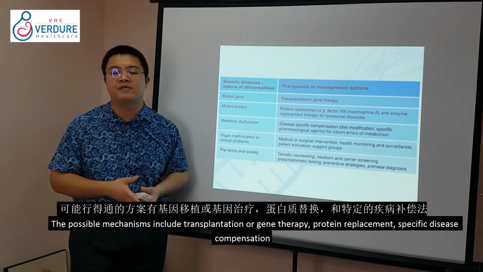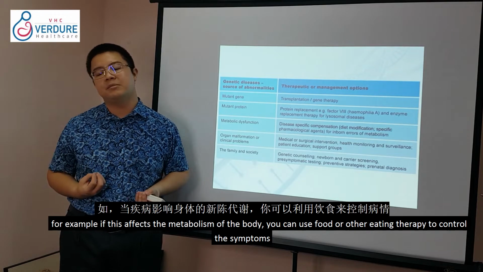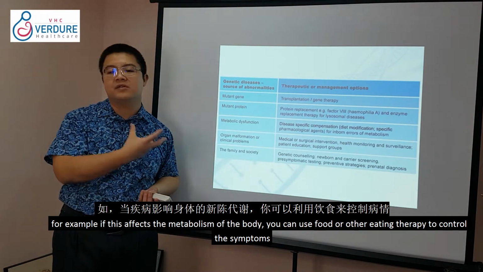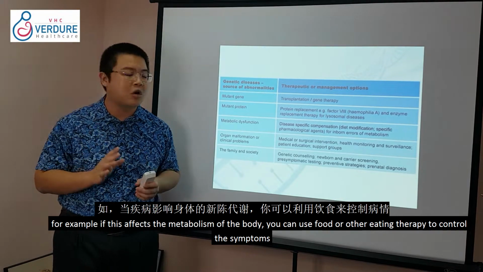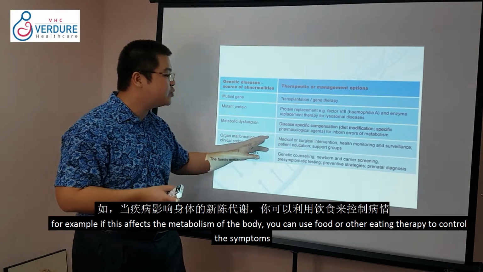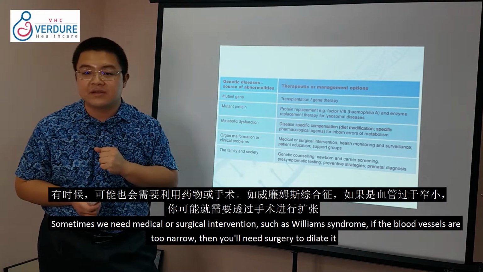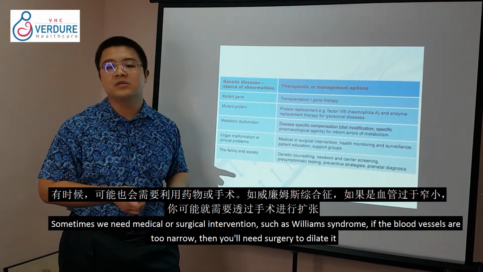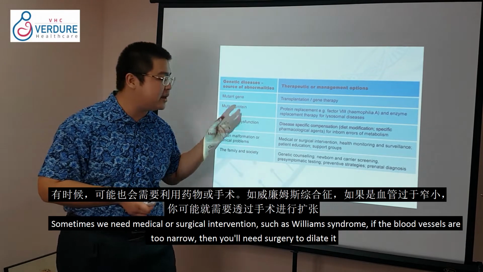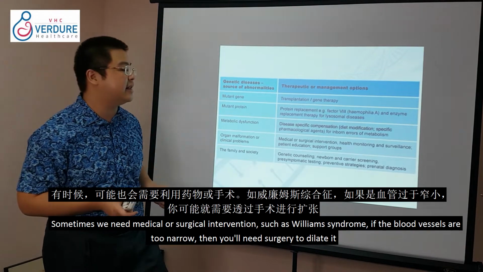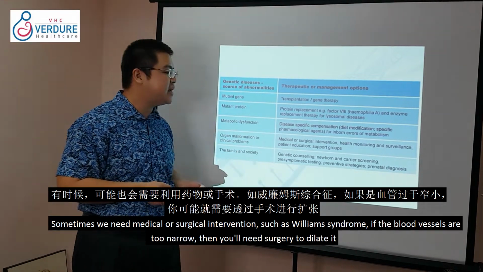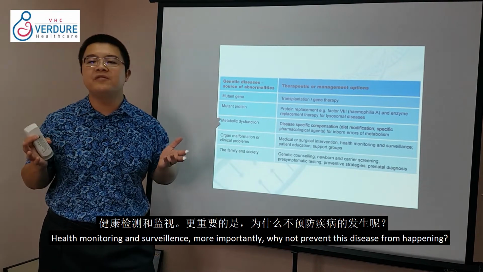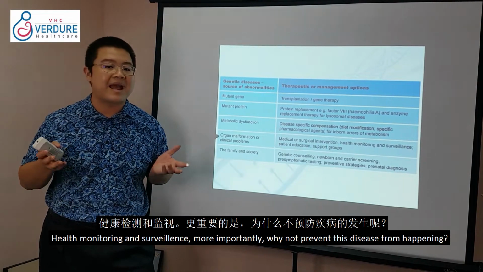So for example, if this affects the metabolism of the body, we can use food and other eating therapies to control the symptoms. Sometimes we need medical or surgical intervention, such as in Williams syndrome we talked about. If the blood vessels are really too narrow, then we need surgical interventions to dilate them. Health monitoring, surveillance, but more importantly, why not prevent these diseases from happening?